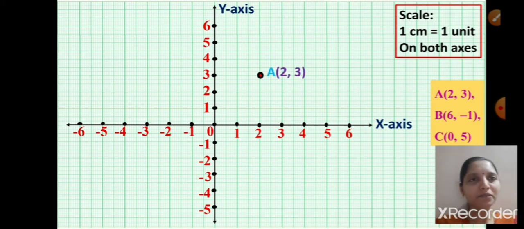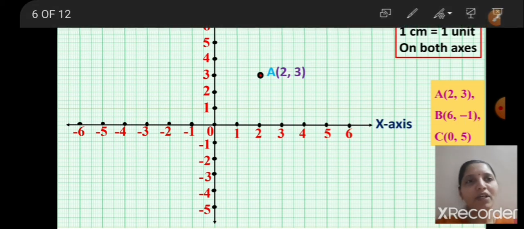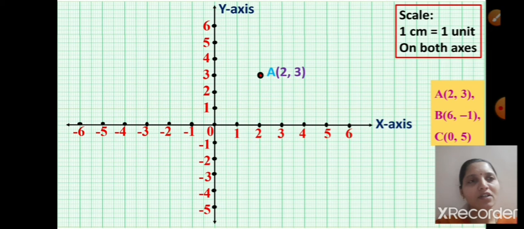Okay. Now let's see the second point, 6 and minus 1. So x coordinate is 6, that is positive, and y coordinate is negative. So that point will come in the fourth quadrant. So let's see, x coordinate is 6 and y coordinate is minus 1.